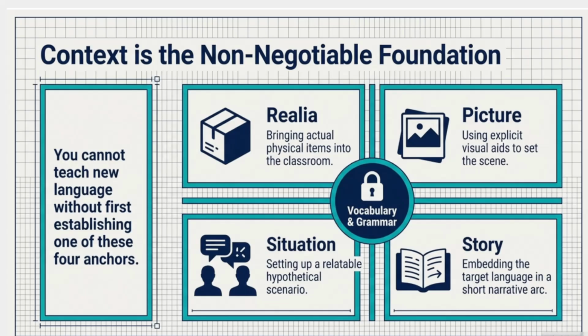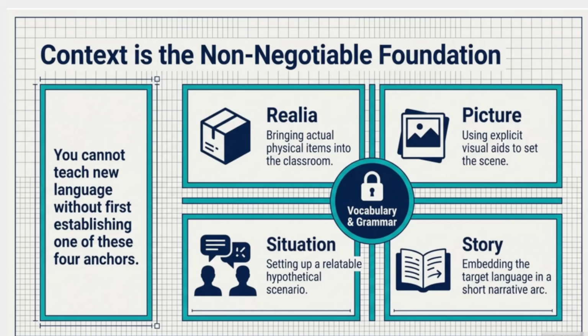Context is the non-negotiable foundation. The first stage is contextualization, and we can describe context as the foundation of the whole process. The key idea is simple. We should not introduce new language without first establishing a meaningful context. The 4 possible anchors for context are realia, picture, situation, and story. Let's look at them.